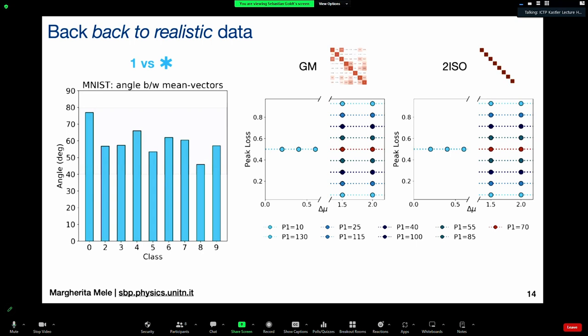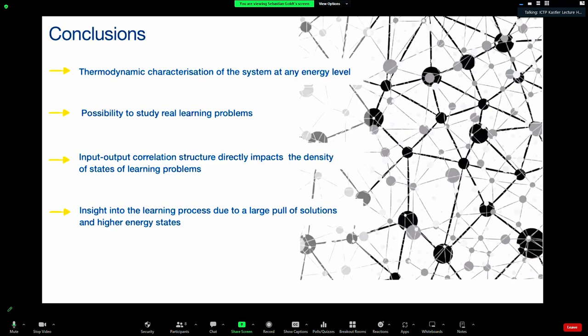So just to conclude, I have shown you an approach that is able to characterize, from a thermodynamic point of view, a system at any energetic level, that can be applied directly to a real learning problem. And it is able to give us insight on which are the key properties of the data that play a role during the learning. So thank you for the attention.